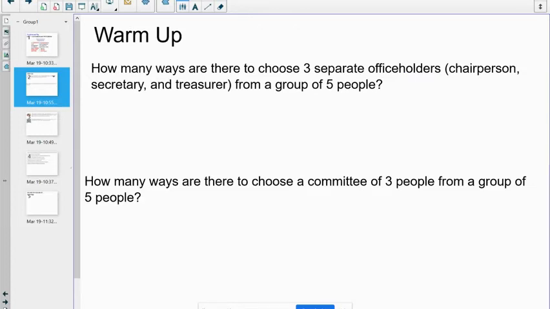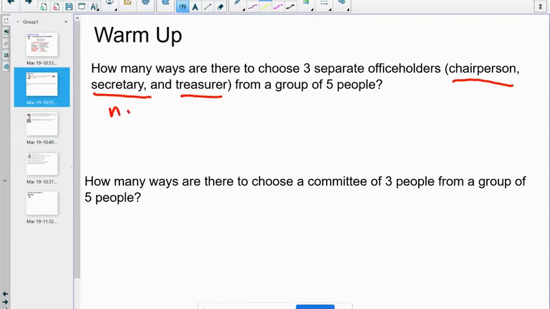So in our warm-up today, it's saying how many ways are there to choose 3 separate office holders, chairperson, secretary, and treasurer, from a group of 5 people. One question you want to ask yourself is, first we have to figure out if we're doing a permutation or a combination calculation. Does order matter in this question? The answer is yes, because these different people hold different positions. They're not the same position, they are different. So we know that our order will matter.